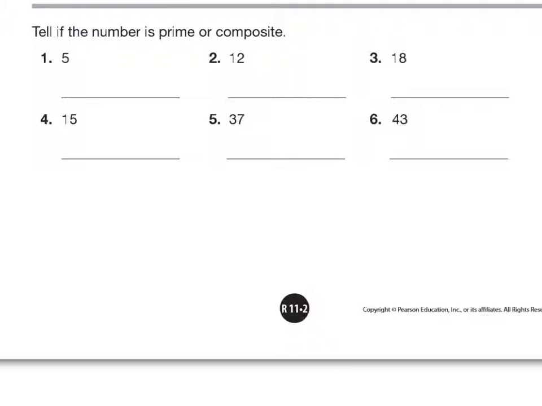Alright, we are on to R11-2. Go ahead and switch papers. We're going to look at the directions. Say, tell if the number is prime or composite. Remember, prime means it's only 1 and itself.